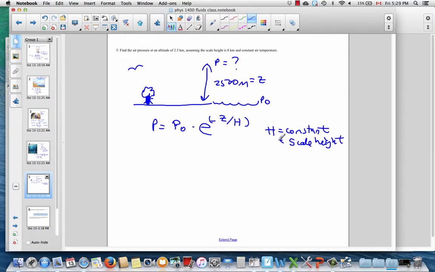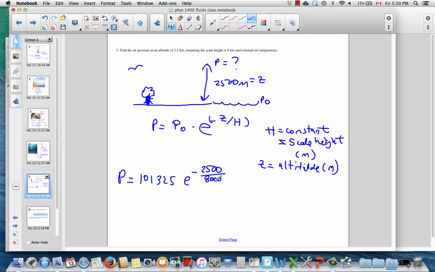And that scale height is expressed in meters. So Z is the actual height, or the altitude, and that's also in meters. The P naught is just atmospheric pressure. So the pressure as we gain height Z can be found in this way. So we put in the given height, which was 2,500 meters. Now we were told the scale height was 8 kilometers, so that will be 8,000 meters when we convert.